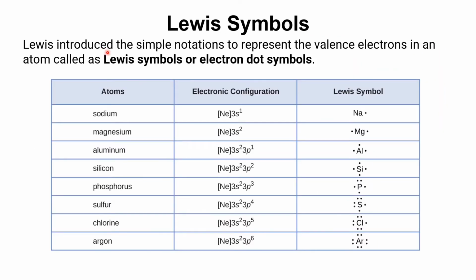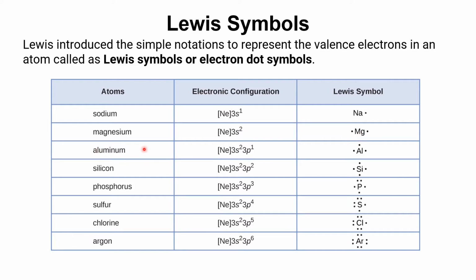Lewis was a scientist who introduced simple notations to represent the valence electrons in an atom, called Lewis symbols or electron dot symbols. For example, for sodium, the electronic configuration is neon 3s1. There is 1 valence electron, and that is why the Lewis symbol of sodium would be sodium with 1 dot. Next is magnesium. Magnesium has the electronic configuration neon 3s2. It means that magnesium has 2 valence electrons, so magnesium would be written with 2 dots.